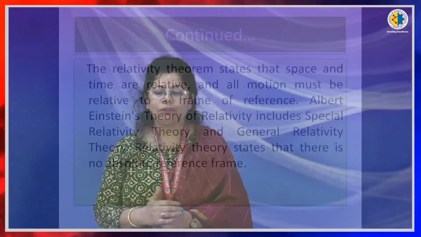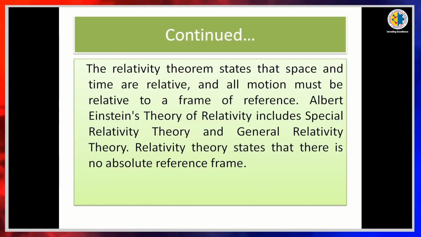The relativity theorem states that space and time are relative and all motion must be relative to a frame of reference. Albert Einstein's theory of relativity includes the special theory of relativity and the general theory of relativity. Relativity theory states that there is no absolute reference frame. So, as you know, relativity theory deals with relative motion and does not accept absolute motion. Relative motion is motion with respect to another frame of reference or any other particle or object, and absolute motion is independent.